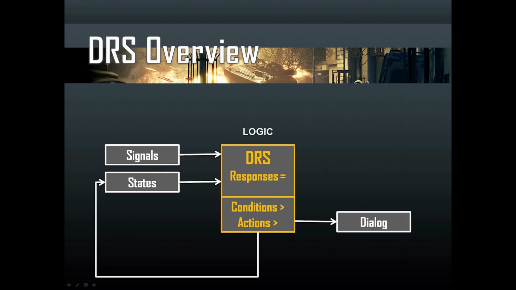The DRS receives signals and states continuously, and passes them through the logic of all possible responses. If the conditions of the responses match the signals and states, then it takes an action. Typically, that action is to play a dialogue, but it could also be to fire another signal, or even play music, display text, play an animation, or activate any other system you set the DRS to communicate with.